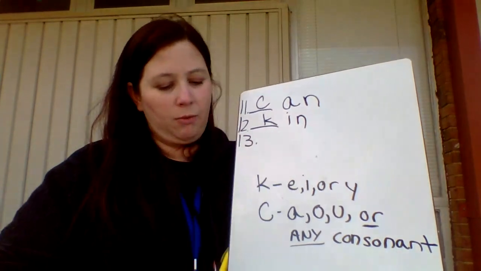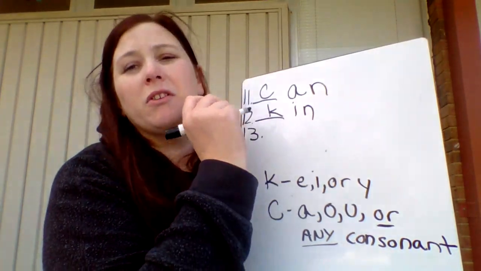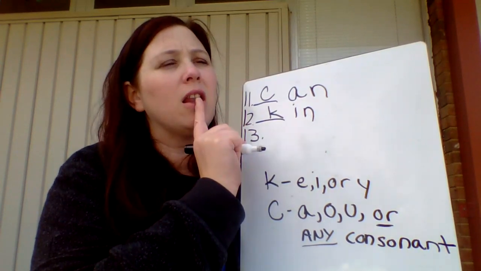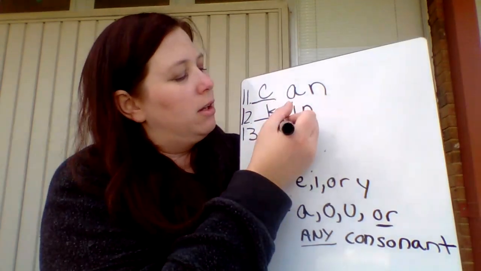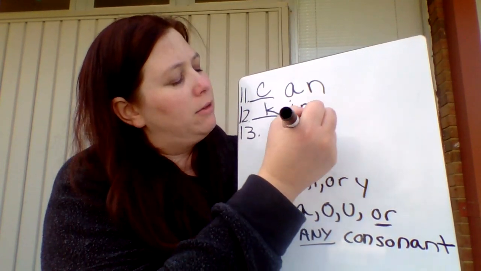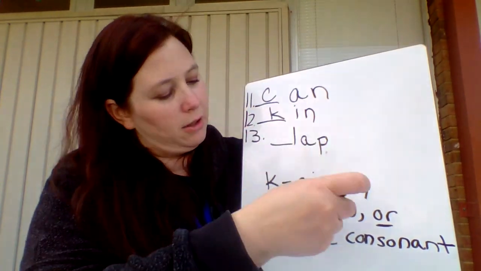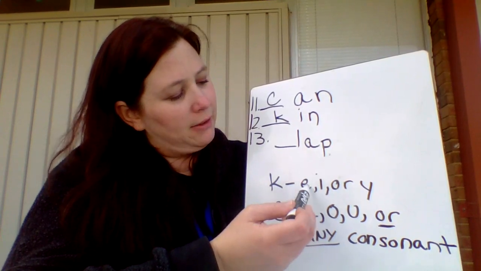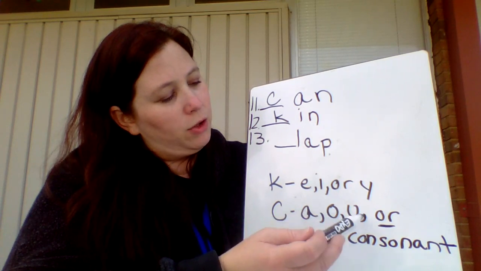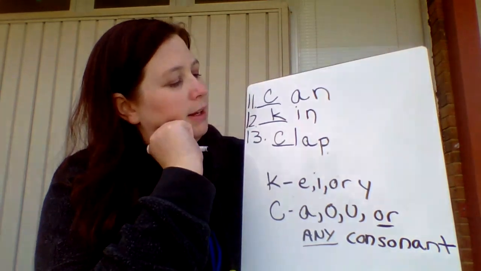All right, number 13, we're going to spell clap. Again, we could spell out the rest of it before we write down our letter if we're not sure. L, A, and P. So right here, we could come down. It's not a K because it's not E, I, O, or Y. But then for C, we have A, O, U, or any consonant. So L is a consonant, and we're going to spell it with C.